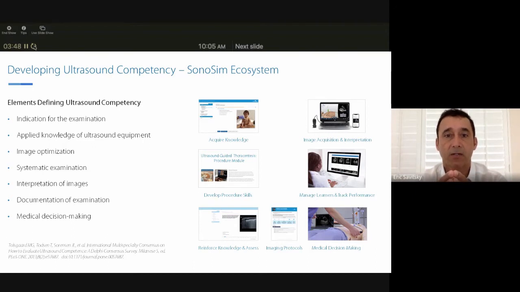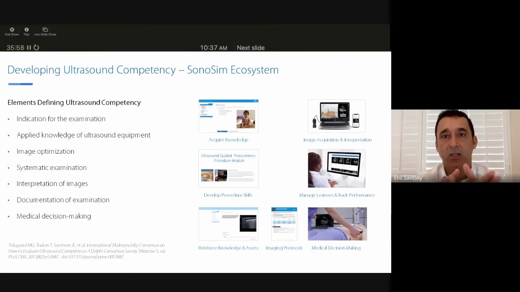And then there's our SonoSim Live Scan with Case Builder that helps instructors and teachers train people and assess how well learners can actually take knowledge and apply it towards medical decision making. And then there's a background SonoSim performance tracker application that's part of our ecosystem that really helps you manage your learners, provide feedback, track performance.